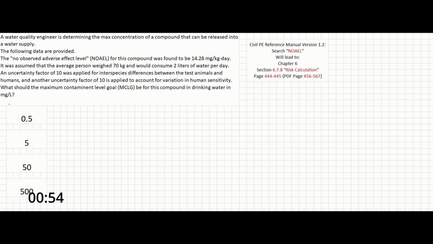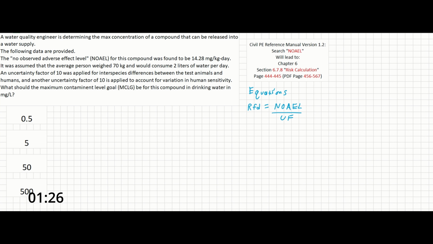So in this problem, the first thing we need to do is define the equations we need. If we search NOAEL in the reference manual, this will bring us to section 6.7.8 titled Risk Calculation. The reference manual provides two equations that are required for this problem. The first is the reference dose, which equals the NOAEL divided by the uncertainty factor.